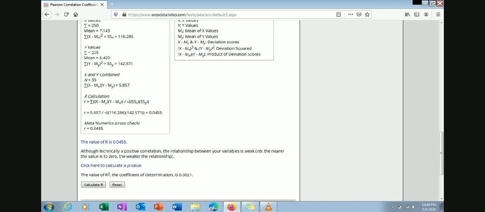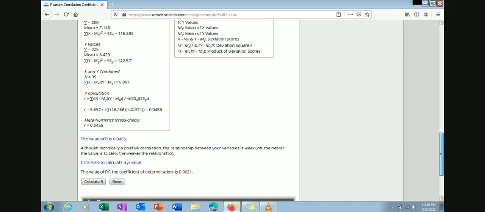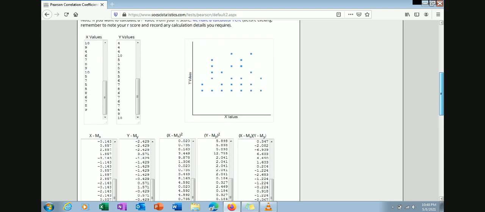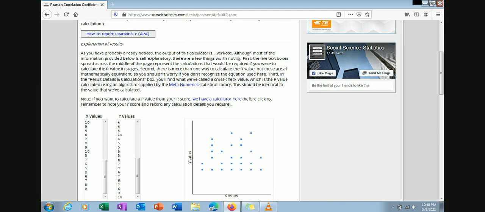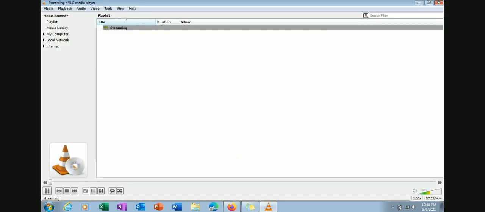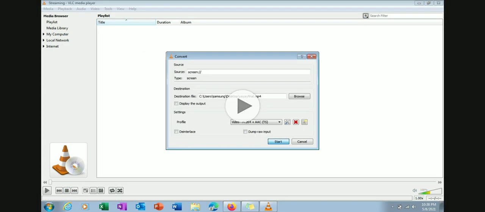So, napaka-detailed po talaga nitong website na to na tinatawag na Social Science Statistics, or pag-search sa oxystudies.com.